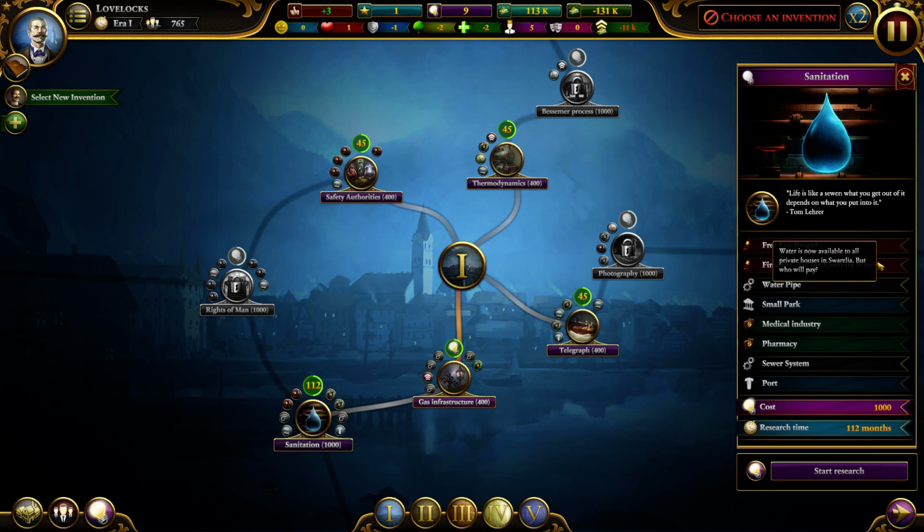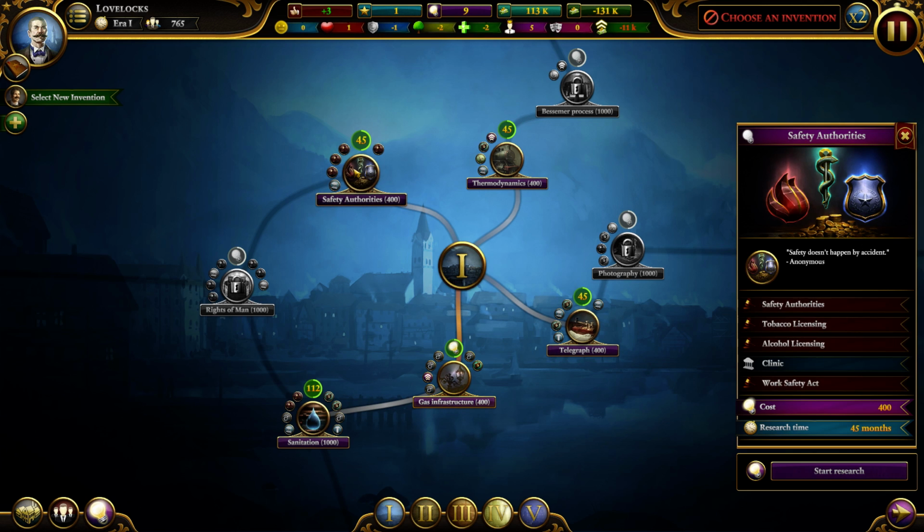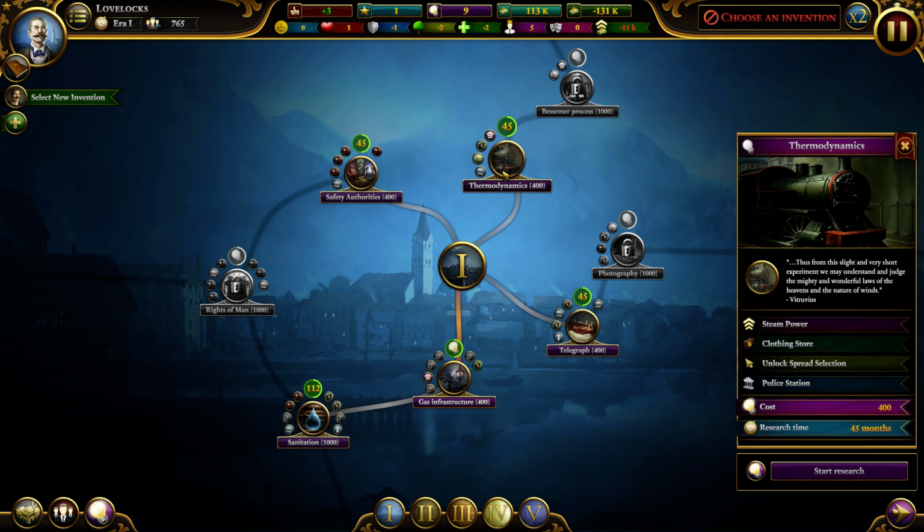An interesting way to look at life. Free fire brigade, financial aid for running water. So these are edicts I think that we can pass. Water pipe, small park, medical industry, pharmacy, sewer system, port. But that's going to take longer. I think it would maybe make more sense to do one of these shorter ones. Maybe, I don't know, maybe thermodynamics.